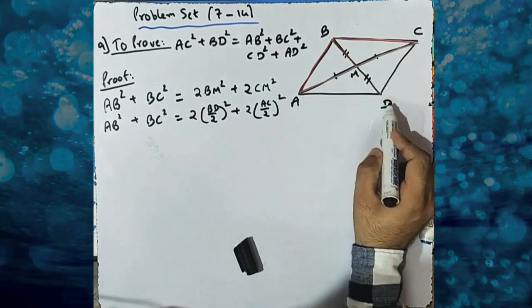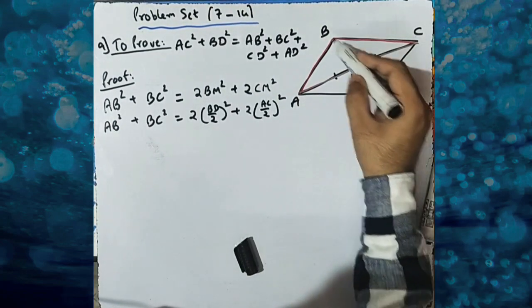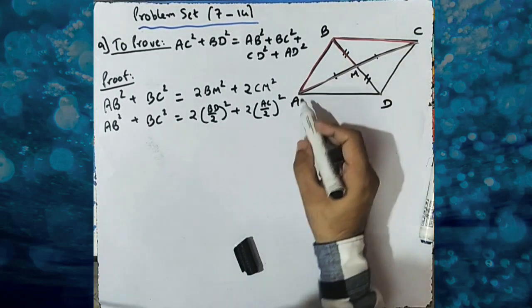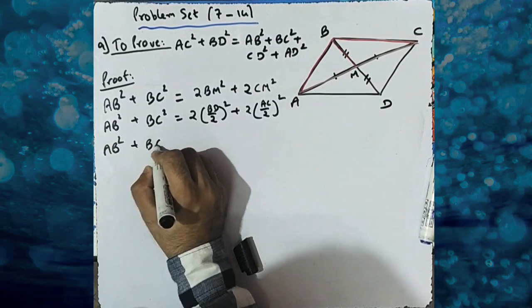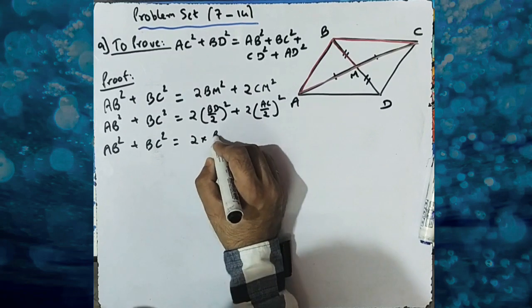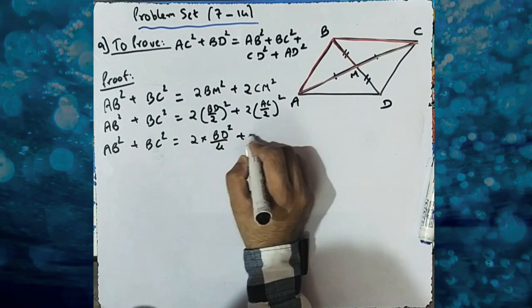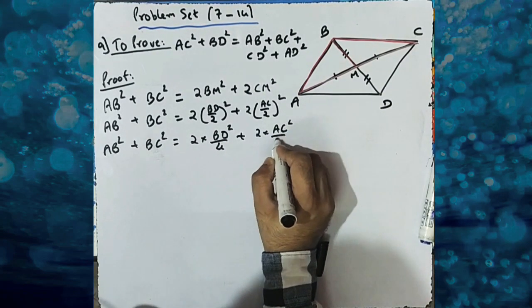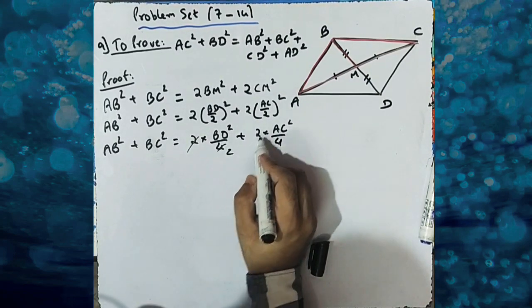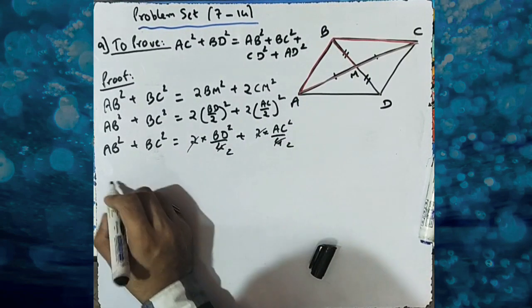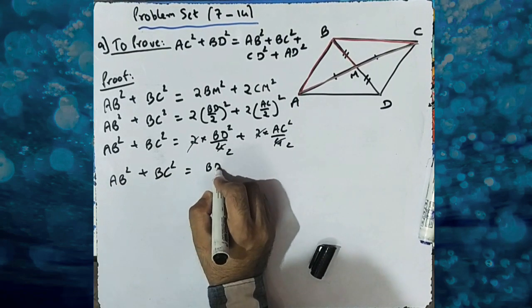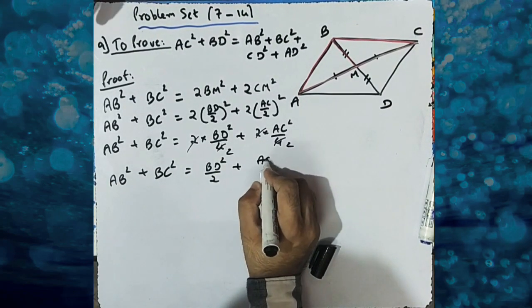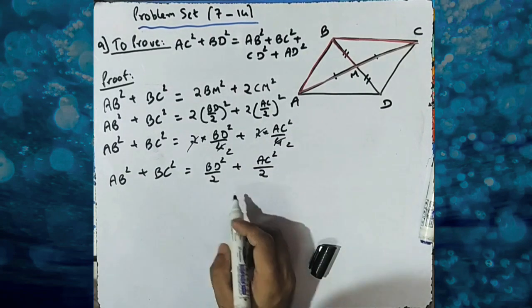Why is BM half of BD? Why is CM half of AC? Because diagonals of a parallelogram bisect each other. AB square plus BC square is equal to 2 BD square upon 4 plus 2 AC square upon 4. This will cancel. You will get 2 in the denominator. AB square plus BC square is equal to BD square upon 2 plus AC square upon 2.